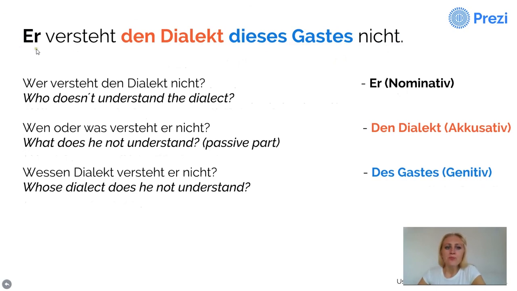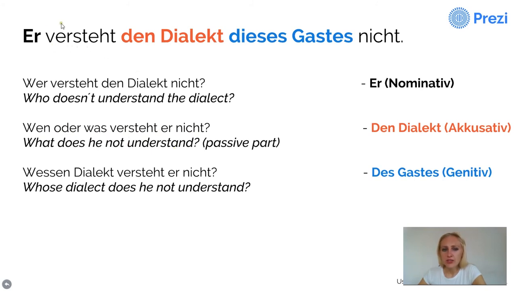So here we have, er versteht den Dialekt dieses Gastes nicht. It means he doesn't understand this guest's dialect. Okay, so the first question is, wer versteht den Dialekt nicht? Who doesn't understand the dialect? So that's the nominative object here. Who doesn't understand? Who is it about here? Er versteht ihn nicht. Okay, so he is the nominative object or the subject. Then we have wen oder was versteht er nicht? What does he not understand? Or who or what does he not understand?